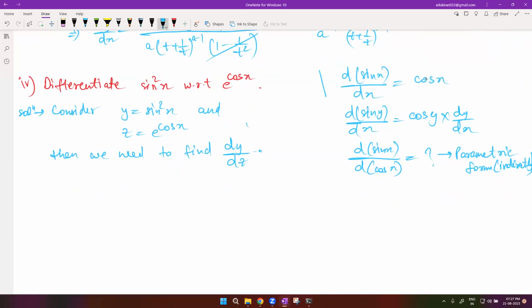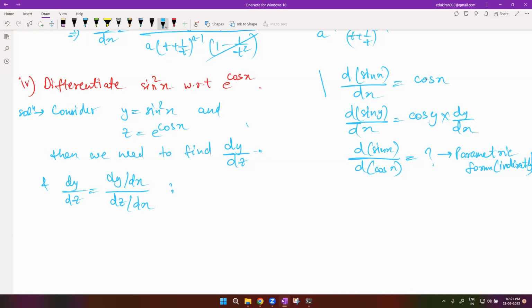Right? Now, this dy by dz can be found out if you find out dy by dx, because y in terms of x is given, and z is also given in terms of x. So if you divide dy by dx with dz by dx, then you are cancelling out dx and dx. So basically you are finding out dy by dz.